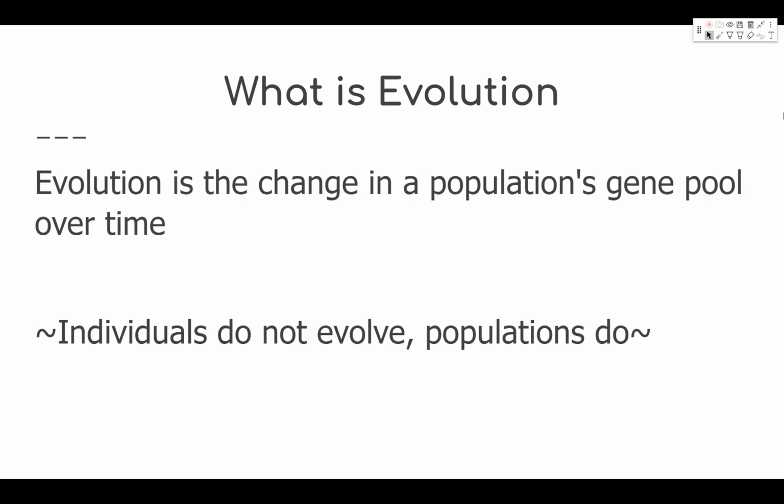So, evolution is the change in a population's gene pool over time. And when I'm talking about time, I'm not talking about over the next couple minutes. I'm talking about 50, 60, 100, 150, 200, 300 years at a time. We're talking a large scale of time and small scale of change. So small changes over a lot of time add up over even more time. Evolution is a change in a population's gene pool over time.